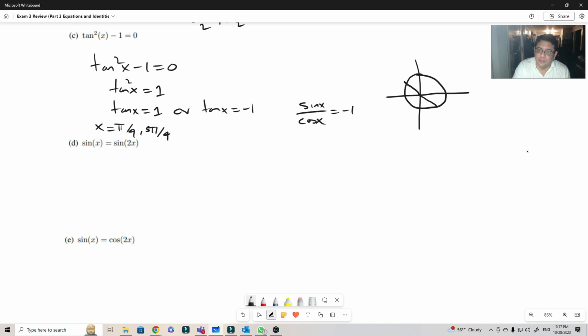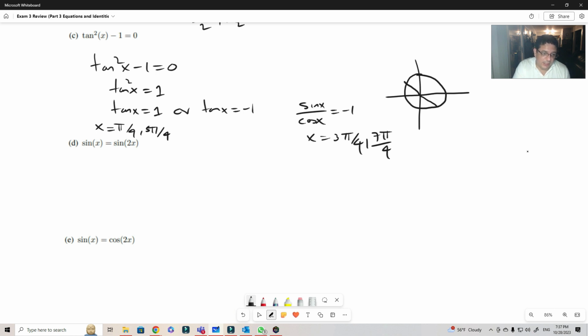In the places where it's opposite, it's in 3 pi over 4 and 7 pi over 4. So that's what happens in the second quadrant and what happens in the fourth quadrant. And those are the solutions for C.